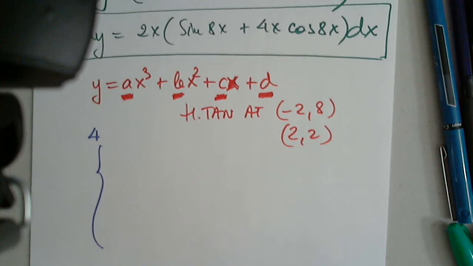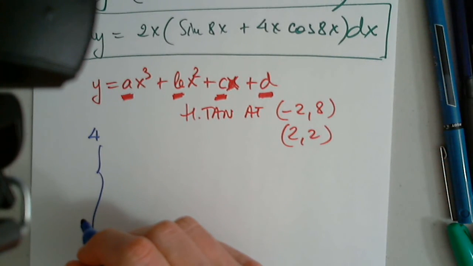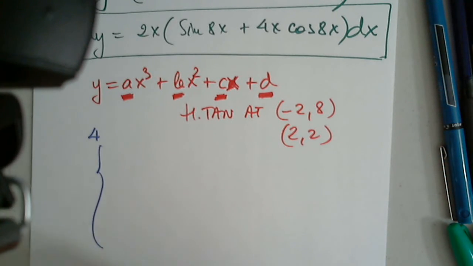So y equals ax cubed plus bx squared plus cx. So what are we doing? So it would be y equals ax cubed. Would that work? And then the rest of it. No. What are we trying to do?